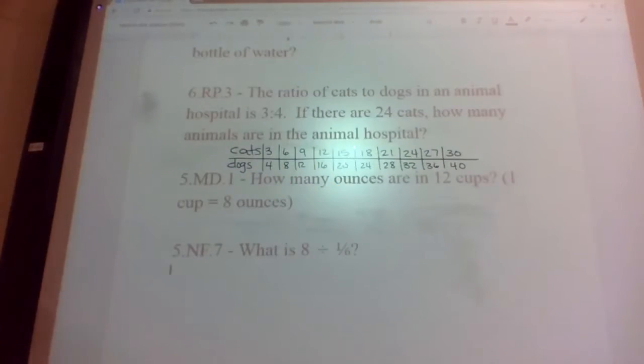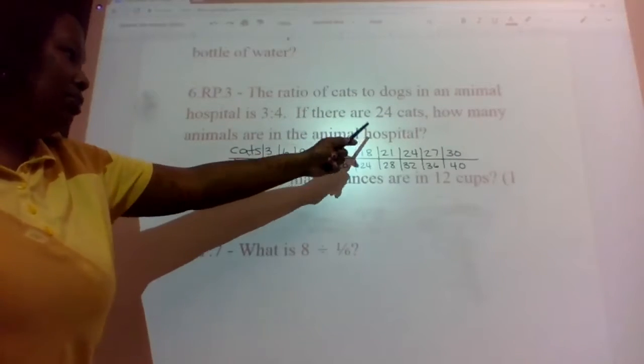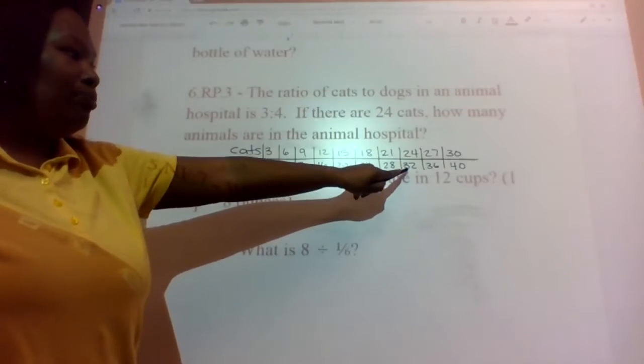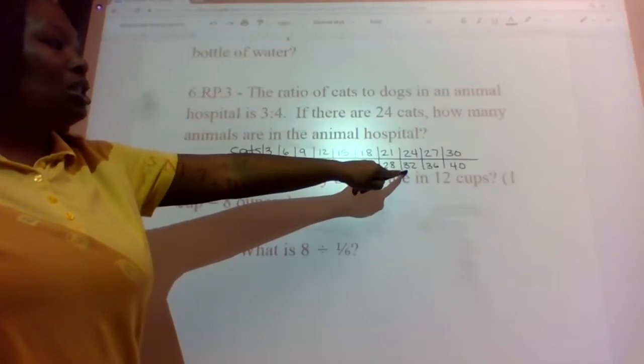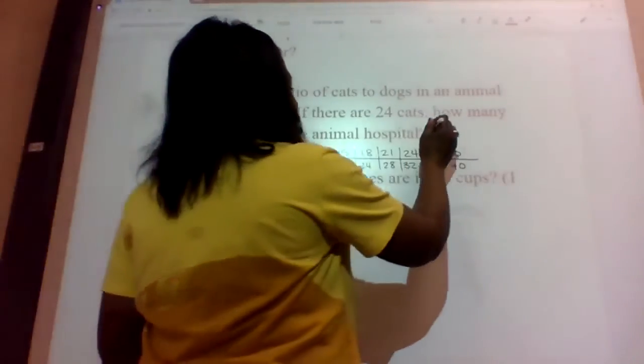So it says if there are 24 cats, how many animals are in the animal hospital? So if there were 24 cats, there are going to be what? 32 dogs, which is a total of how many animals? 56.